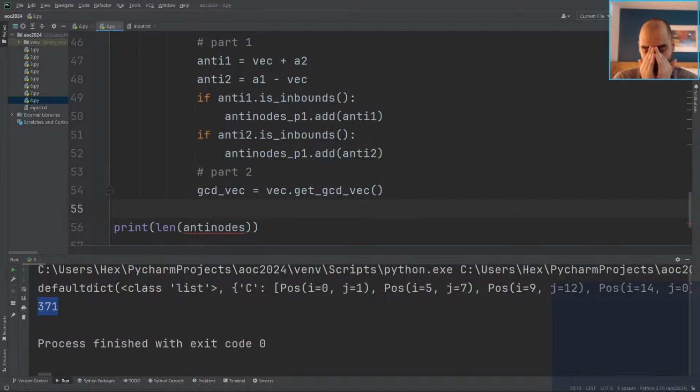So now we just take A2 and we just keep adding GCD vecs until we go out of bounds. And then A1 and we keep subtracting GCD vecs. Is this correct? Feels right. There shouldn't be any other integer coordinates which would lie on vec. Alright, yeah, let's do this.